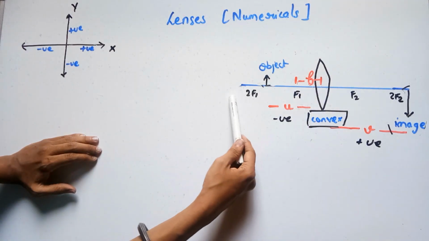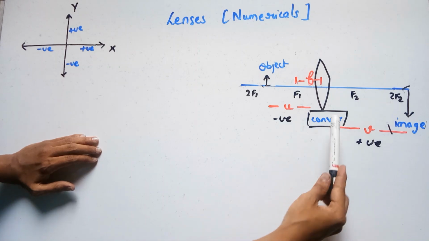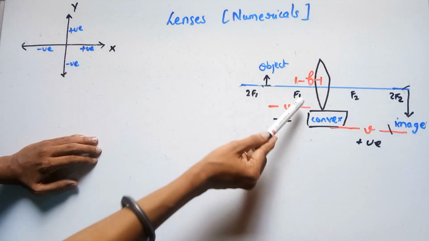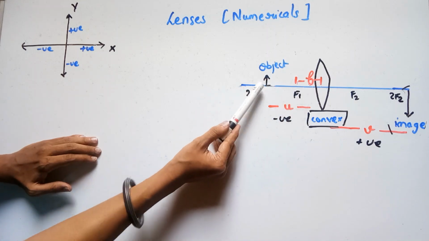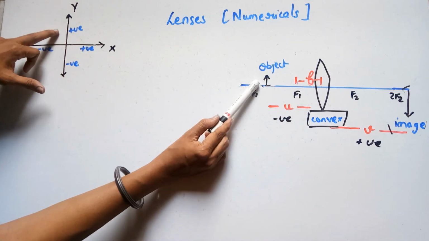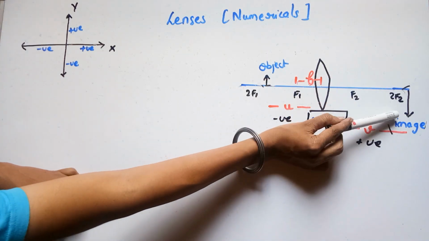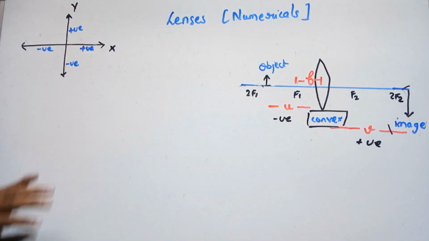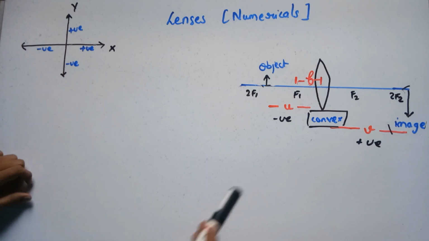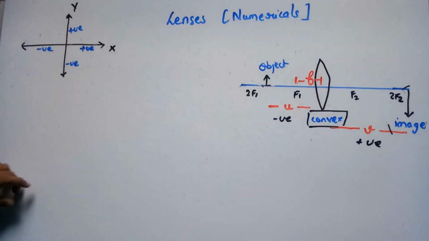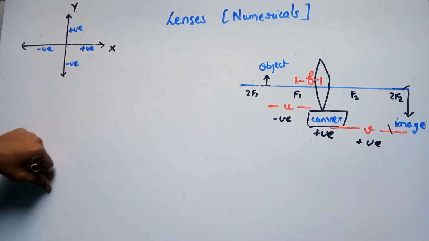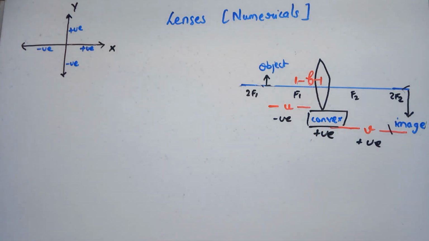The distance measured towards the left, which is object, is negative. The distance measured toward the right, which is image, is positive. The distance measured towards the top, which is height of the object, again is going to be positive. The distance towards the down, which is height of the image, is going to be negative. And the focal length does not depend on that. The measuring of focal length depends on whether it's a convex lens or concave lens. अगर convex lens है तो focal length positive रहेगी, अगर concave है तो it is going to be negative.